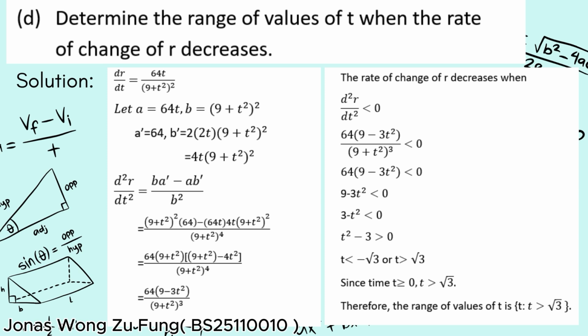After solving the inequality, we find that there are two possible answers for the range of values of t, which is t less than negative square root of 3 or t greater than square root of 3. Since time is always a positive value or 0 or greater, t less than negative square root of 3 is rejected, thus only leaving one possible answer, which is t greater than square root of 3. Thus, the range of values of t is t greater than square root 3.